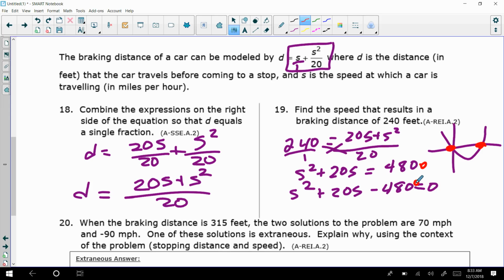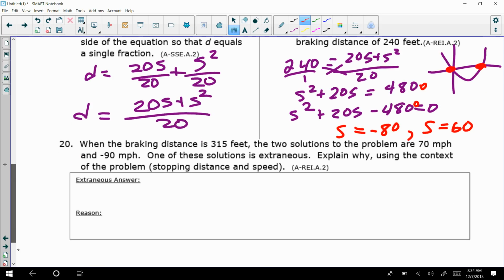So now I gotta change my window again. -200 to 200. Viewing window. I want my minimum to be -5,000. Yeah, that sounds good. So I should be able to see my parabola, and now I G-solve it. So one of them is at -80, and the other one is at 60.